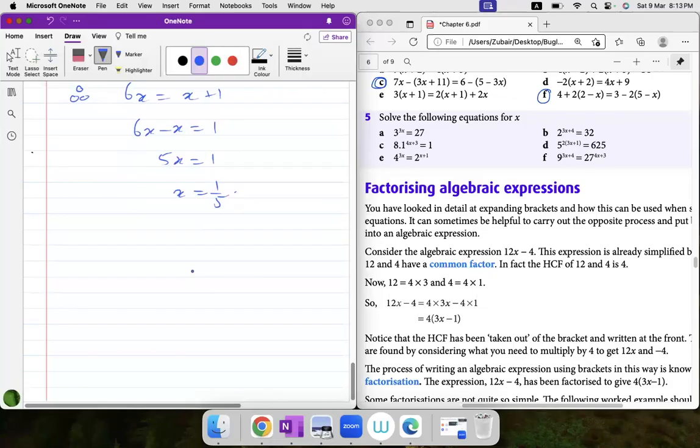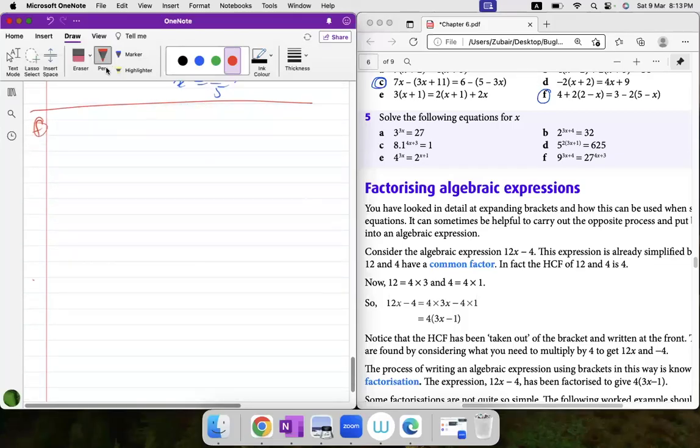F part, same nature. 9 raised to the power 3x plus 4 is equal to 27 raised to the power 4x plus 3. So it would be 3 to the power of 2, in brackets 3x plus 4, equal to 3 to the power of 3, in brackets 4x plus 3. Very good. Okay.